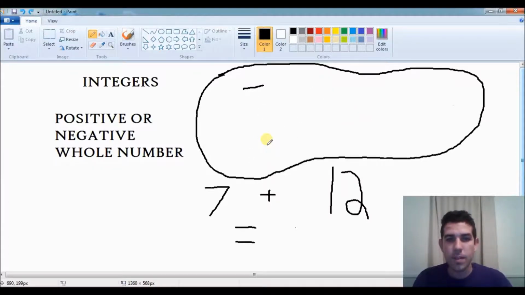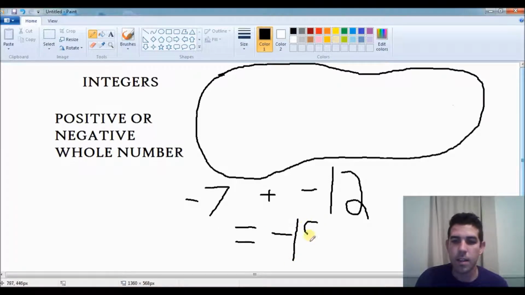We could also have the exact same thing if there were two negative numbers. Negative 7 plus negative 12, well, they're on the same team, so they combine and make negative 19. Negatives added together make more negative. Positives added together make more positive. Different signs battle, and we see who wins by how much.